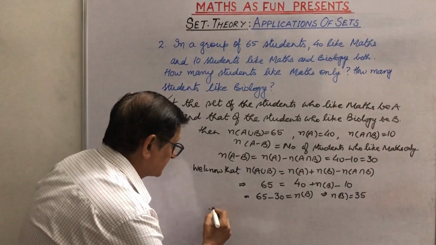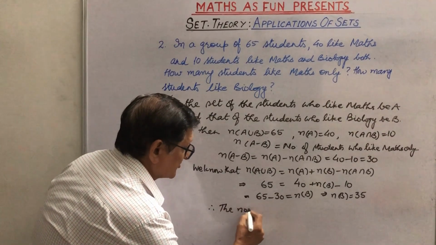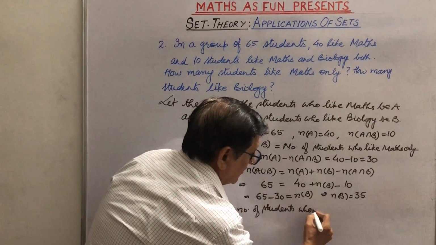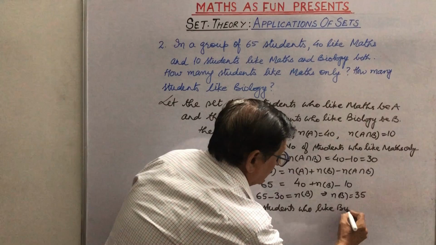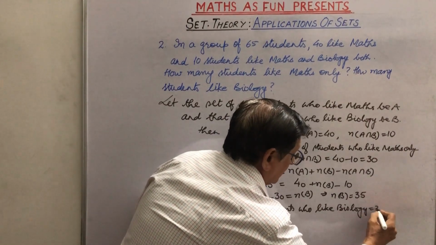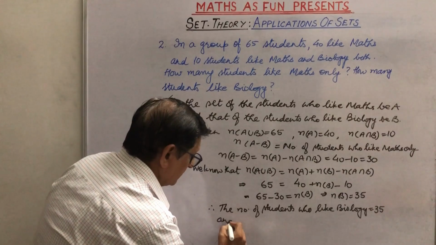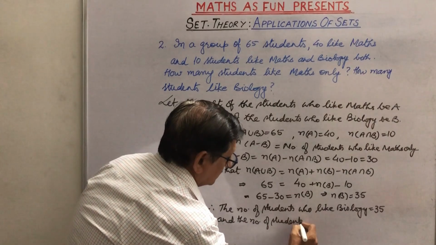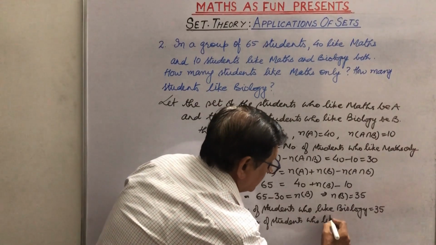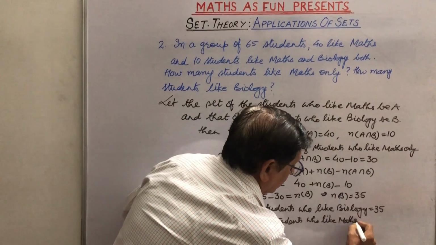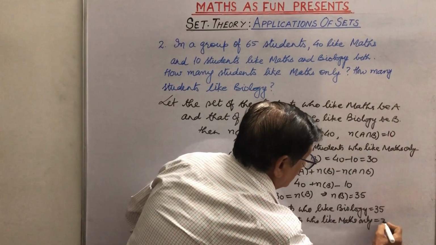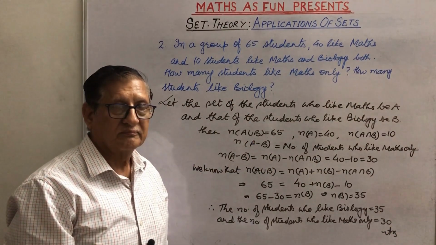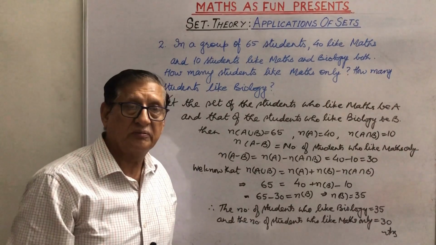And hence we can write the answer. Therefore, the number of students who like biology is equal to 35 and the number of students who like maths only is equal to 30. This is the way we can find out the answer of this problem.